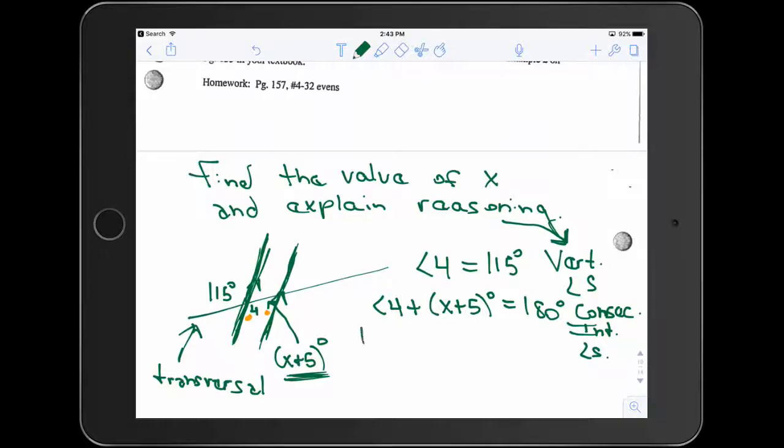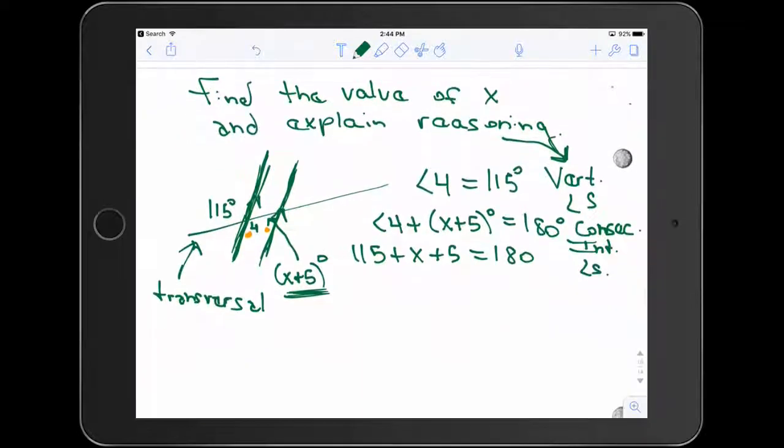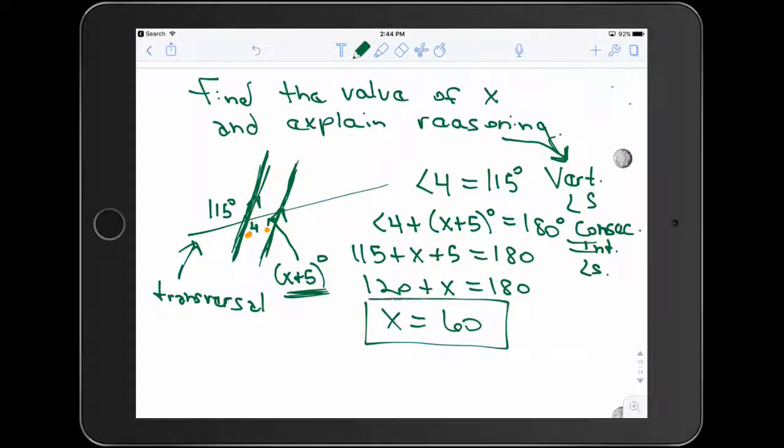We know that angle 4 is 115 degrees, plus x plus 5 equals 180 degrees, and then it's a matter of solving algebraically. So we have 120 plus x equals 180, x equals 60. So the unknown is not 60 degrees, but 60. But if we wanted to know what actual angle is in there, of course that's 65 degrees. If you take 115 plus 65, you'll get 180.